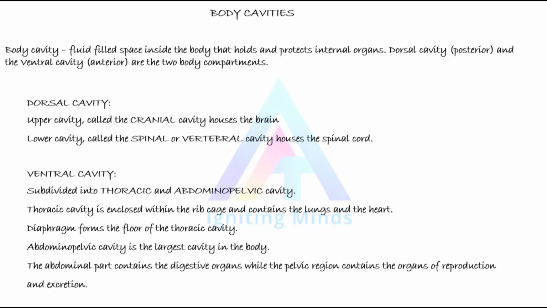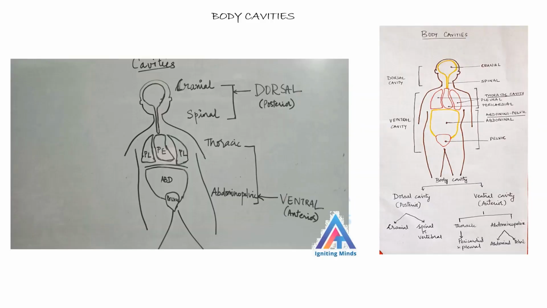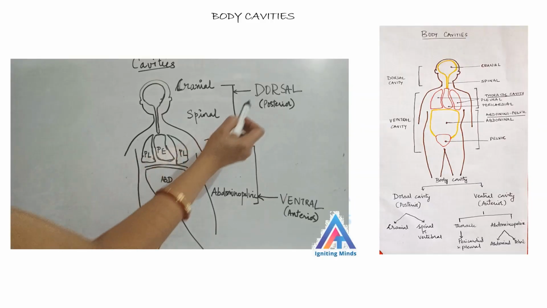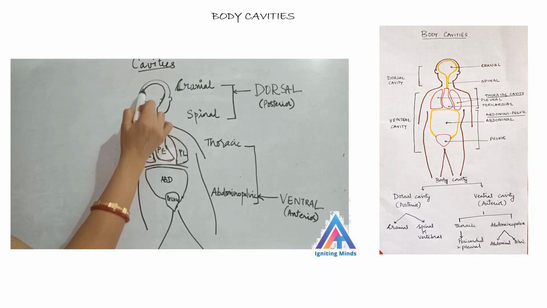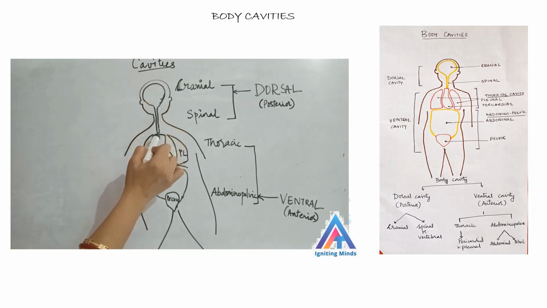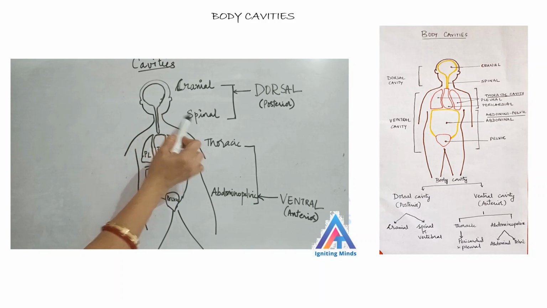Let's move on to body cavities. A body cavity is a fluid-filled space inside the body that holds and protects internal organs. The dorsal or posterior cavity and the ventral or anterior cavity are the largest body compartments. Now, as you keep listening to me, just follow this diagram. In dorsal cavity, there is an upper cavity called the cranial cavity, which houses the brain, and a lower cavity called the spinal or vertebral cavity that encloses the spinal cord.